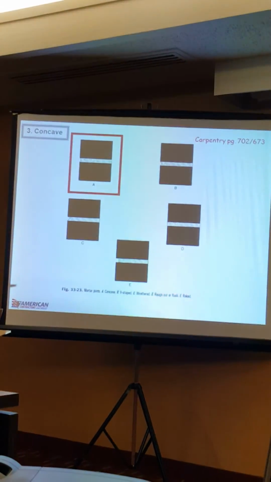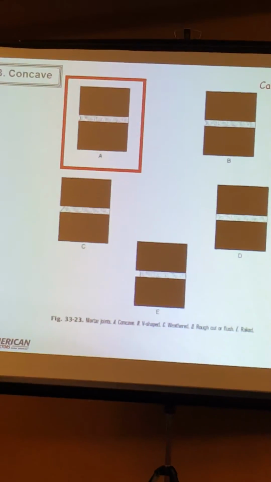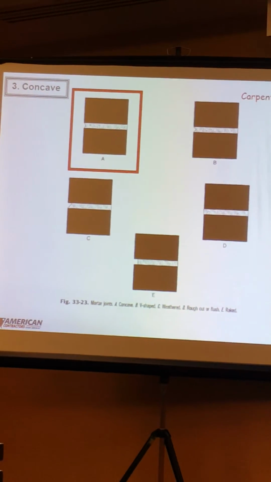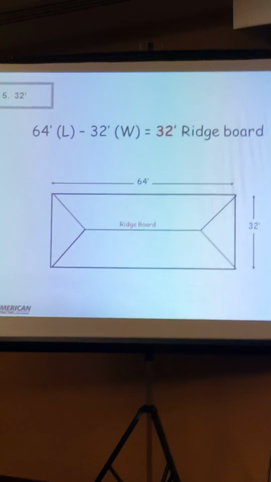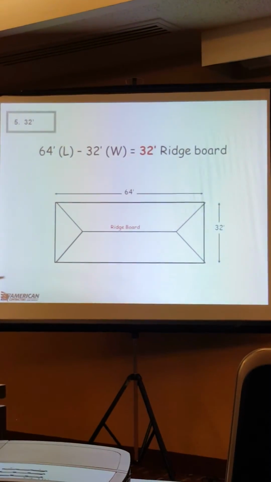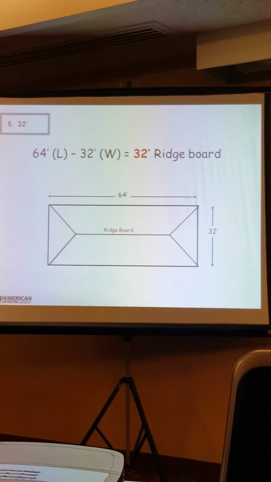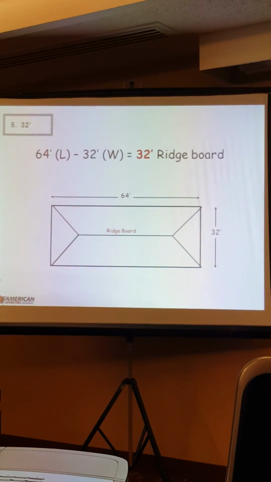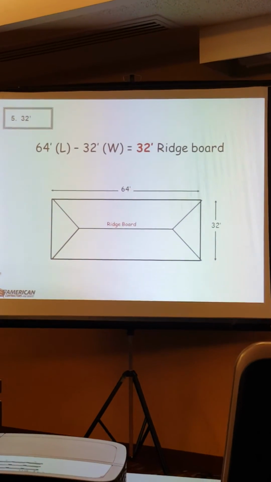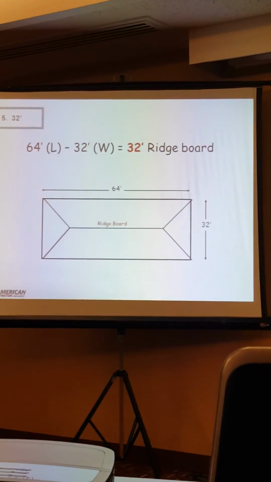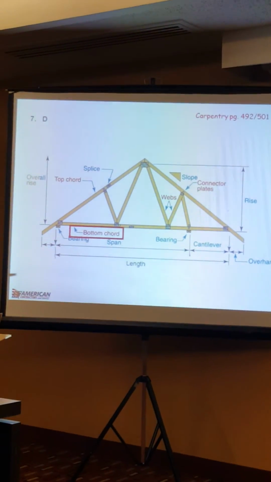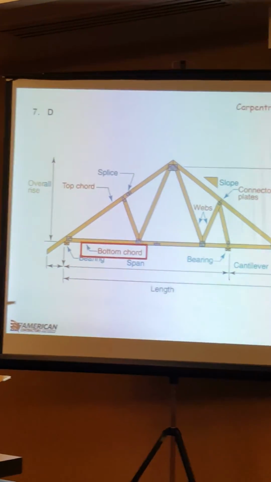What type of architectural symbol does this represent? Loose insulation. What's the symbol? Loose insulation. D?